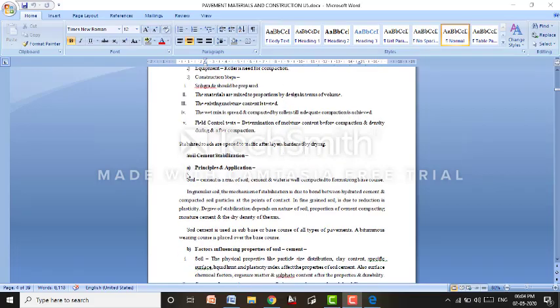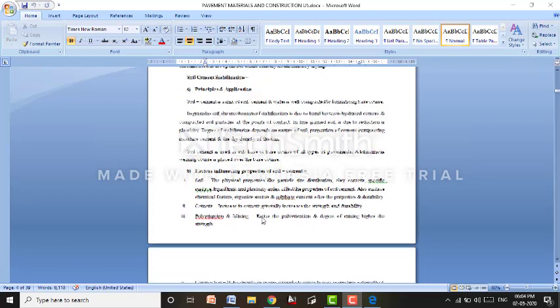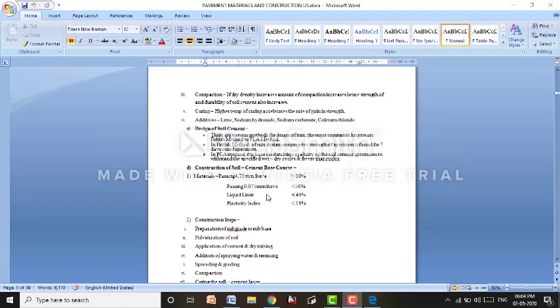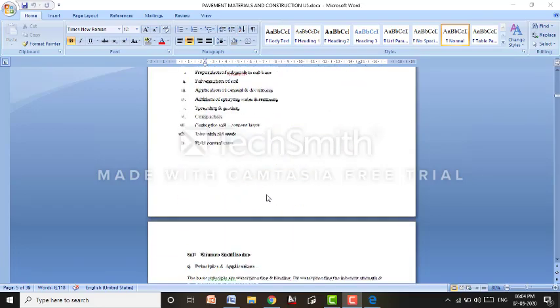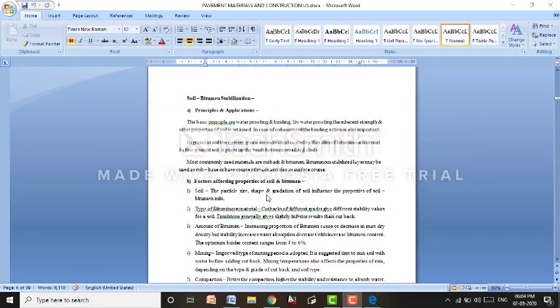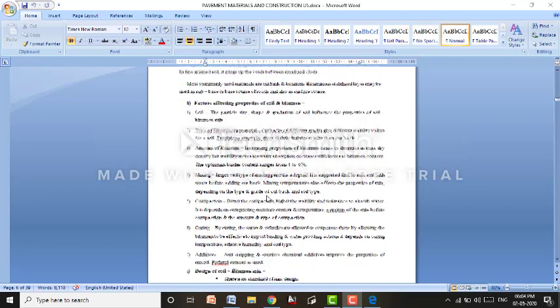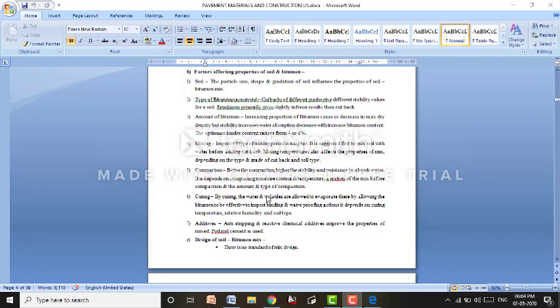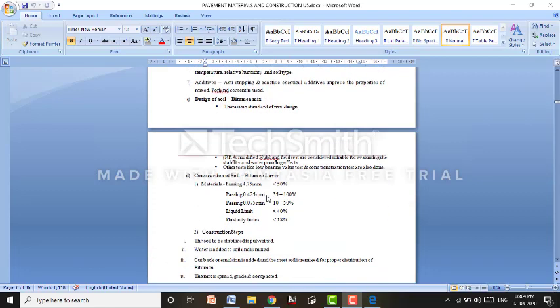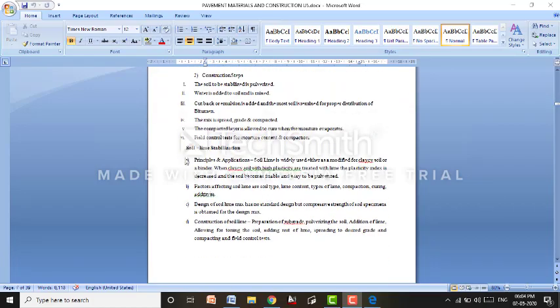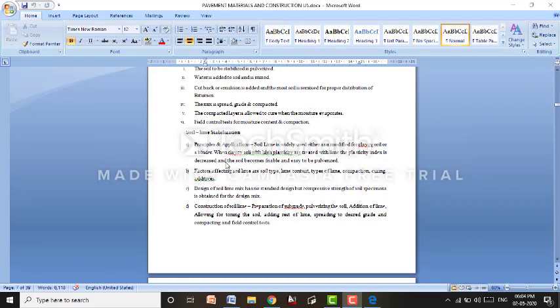And this is about soil cement stabilization. In a similar way, this is also explained. This is for soil bitumen stabilization. The construction of a soil bitumen layer. This is of a soil lime stabilization.